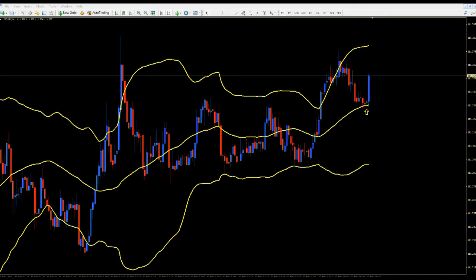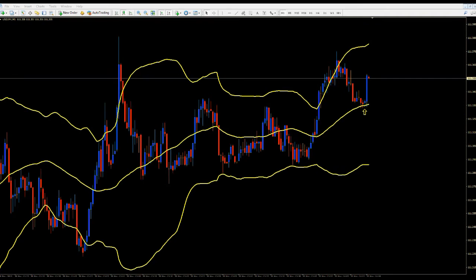It's just the 50 with a 2 deviation. The settings are period 50, shift 0, deviations 2, and apply to high, so the highest points of the candles.